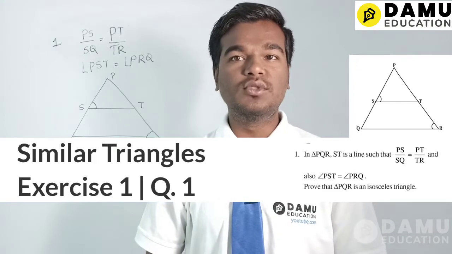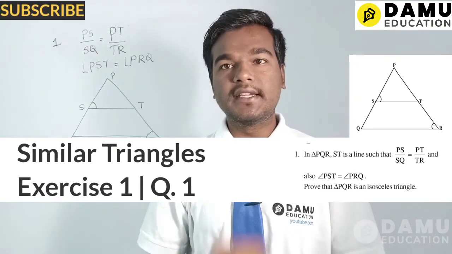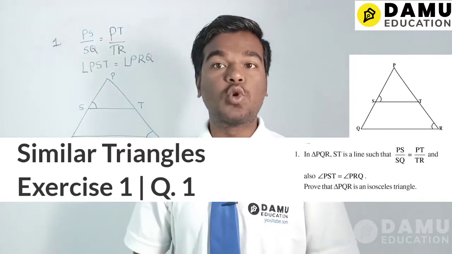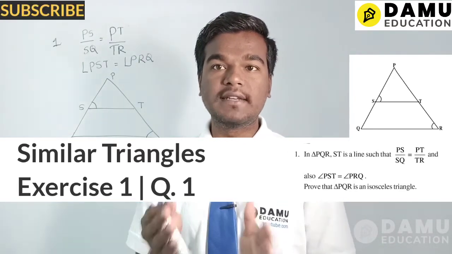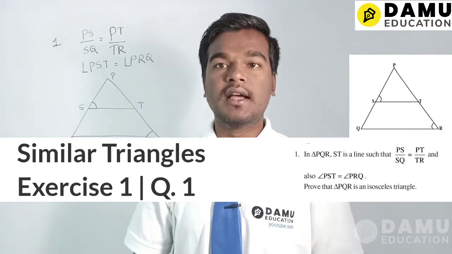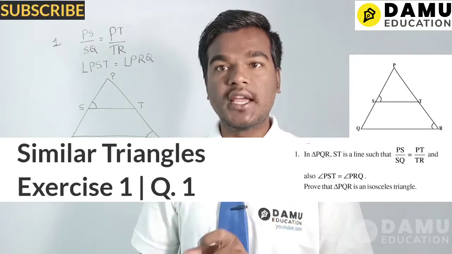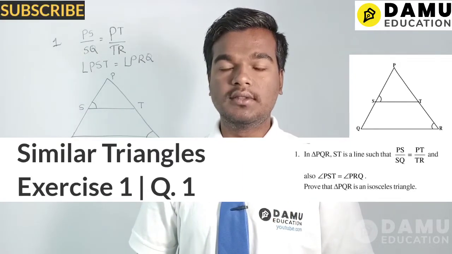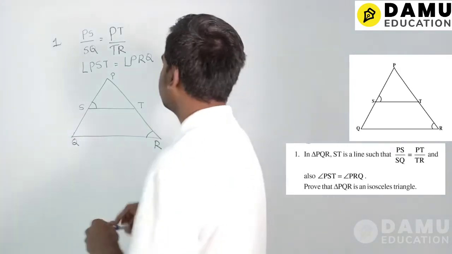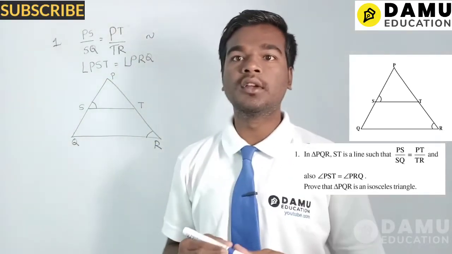A warm welcome to the Similar Triangles chapter. Before getting into the chapter exercises, what is meant by similar and what is meant by congruency? What is the difference between the two? Similar means the sizes will be different and the shape will be the same. Congruent means size and shape both will be equal. The similar symbol we are going to write for similarity, and this is the similar symbol.